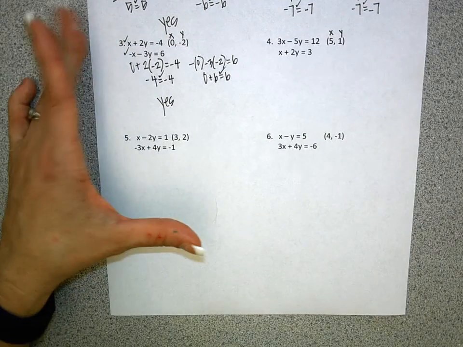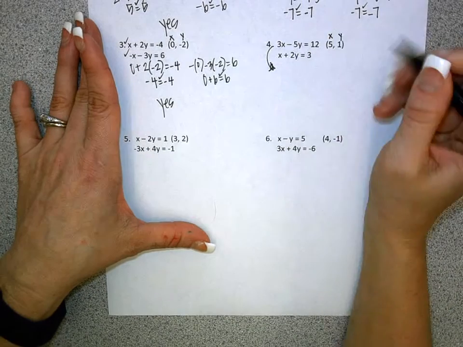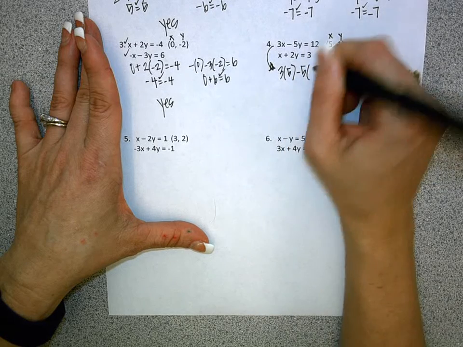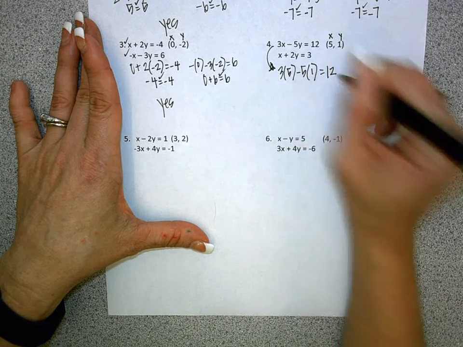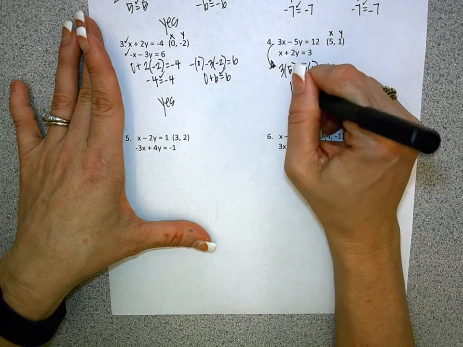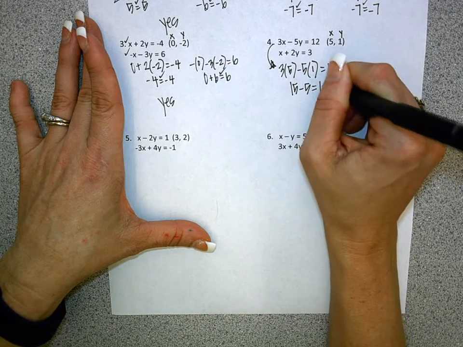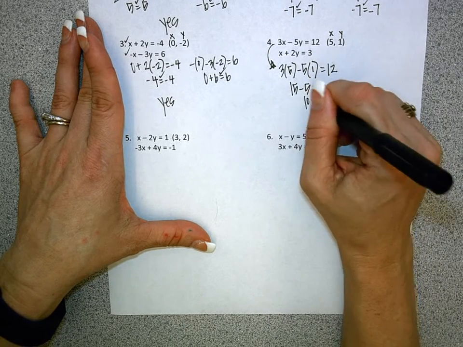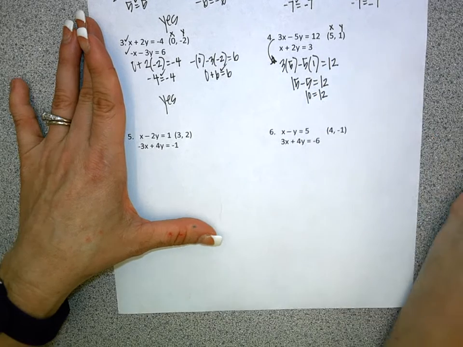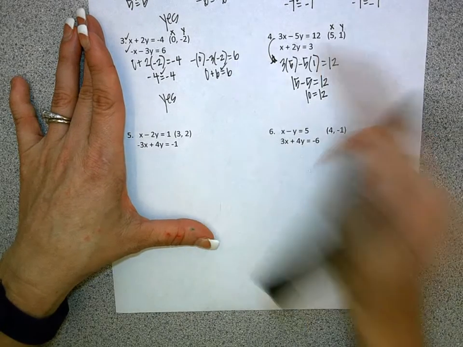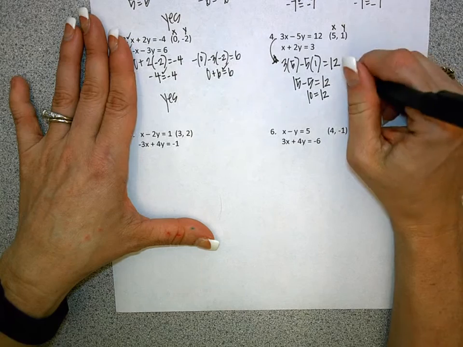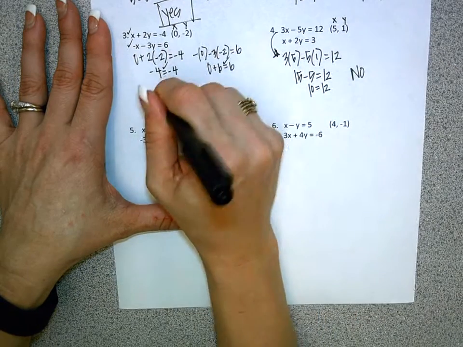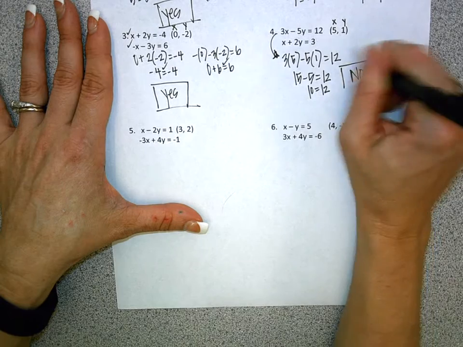Okay, for the first one, if I plug in right here, 3 times 5 minus 5 times 1 is equal to 12. So 3 times 5 is 15. Minus 5 is equal to 12. 15 minus 5 is 10. Is 10 equal to 12? No. Since the first one doesn't work, you do not have to check the second one. This is automatically going to be a no. Okay, if one doesn't work, you don't have to check the other one.